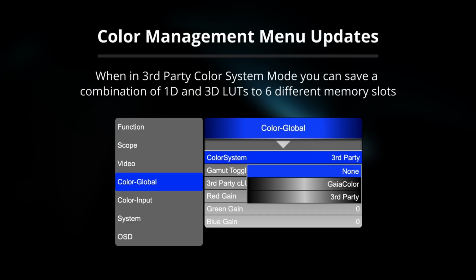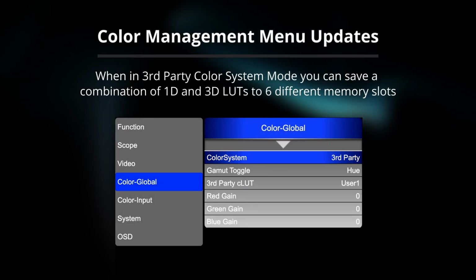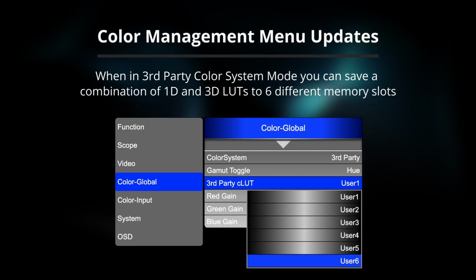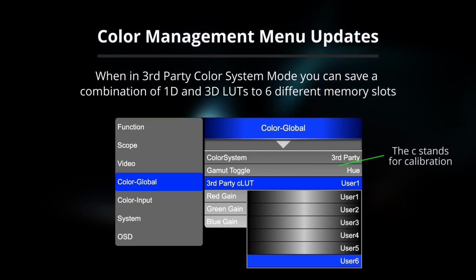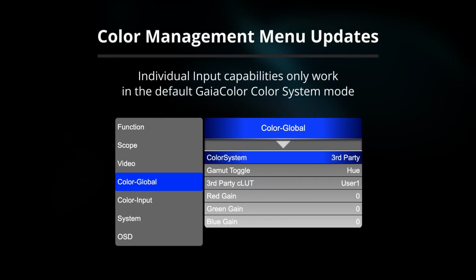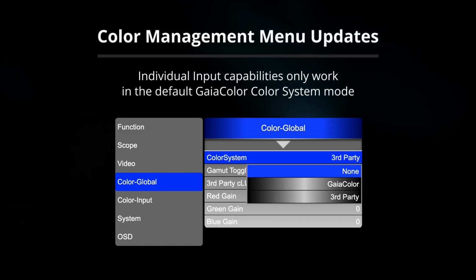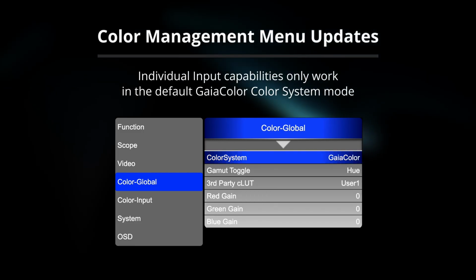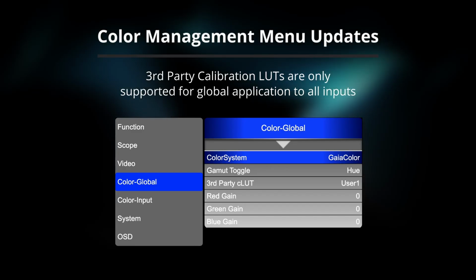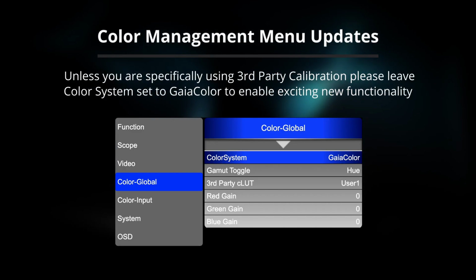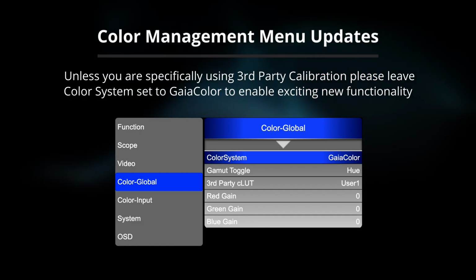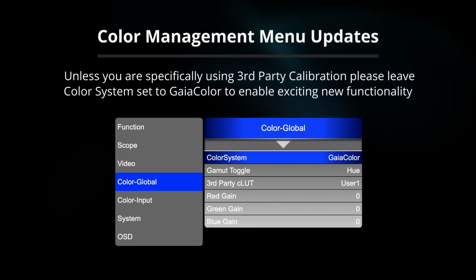When in third-party color system mode, you can still save a combination of 1D and 3D LUTs to 6 different memory slots, and we've renamed this for greater clarity to third-party CLUT, where the C stands for calibration. Also note that the individual input capabilities we're going to cover shortly will only work in the default Gaia color system mode. Third-party calibration LUTs are only supported for global application to all inputs. Unless you are specifically using third-party calibration, please leave color system set to Gaia color to enable the exciting new capabilities we are about to cover.